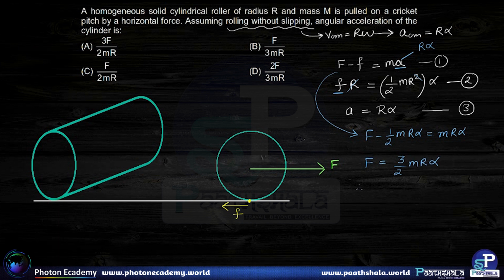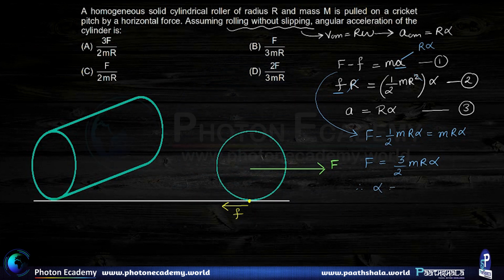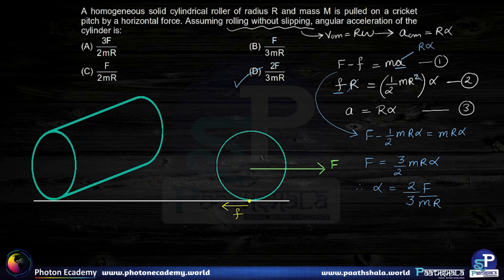Therefore, alpha is going to be equal to 2 by 3 F upon m r. So the value of alpha is going to be 2 by 3 F upon m r. That is option D. So we understand that this is going to be the answer.